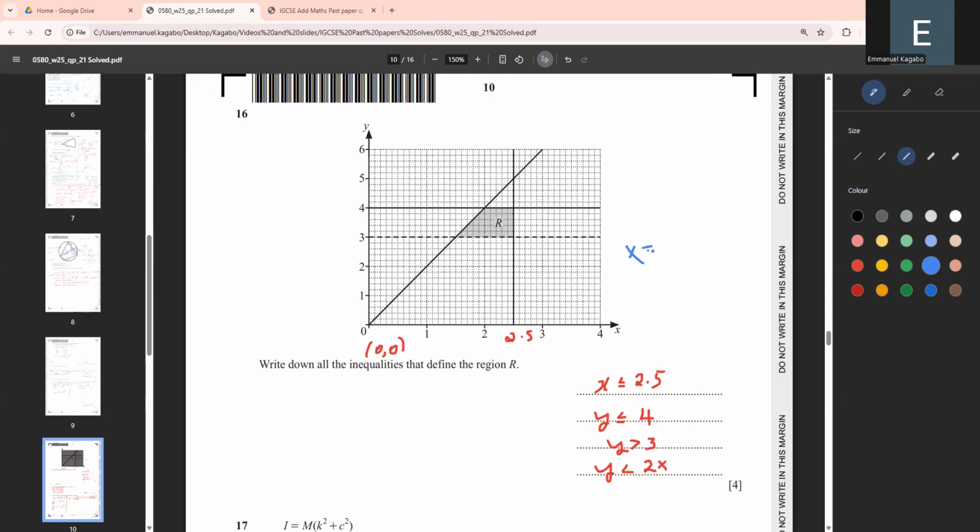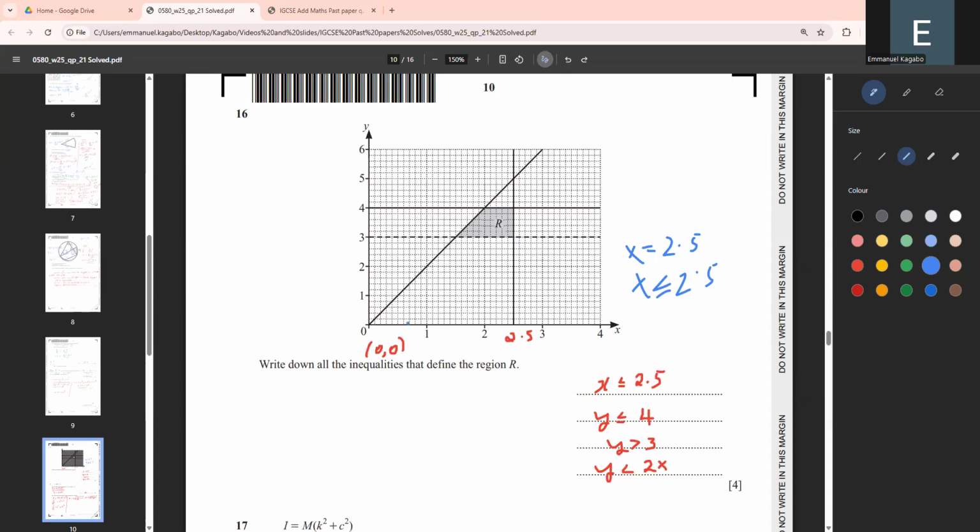So the equation there is x equals 2.5, and we are interested in x less than or equal to 2.5 because the area they are describing is this one. It's for values less than, because 2 and 1 are less than 2.5. Okay, I hope you have understood that.